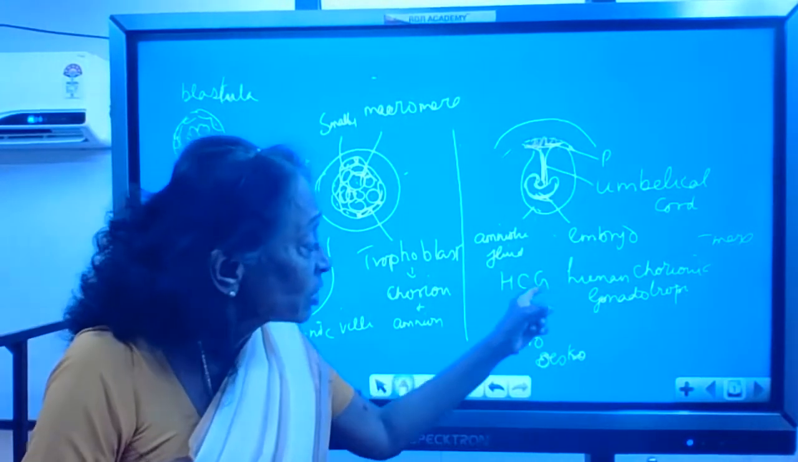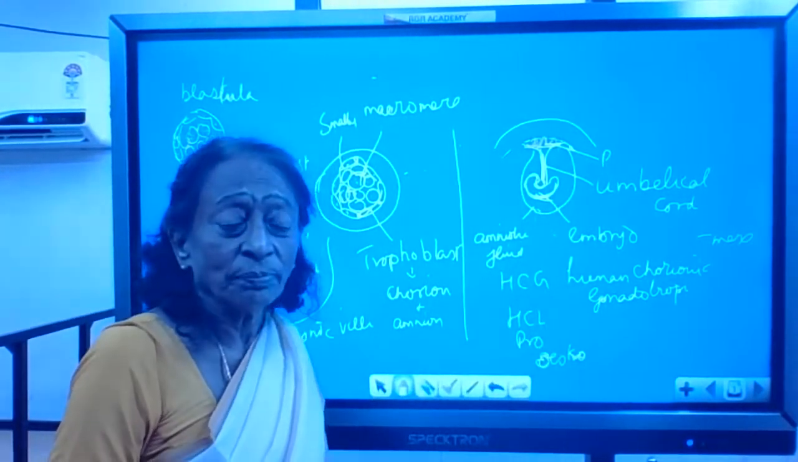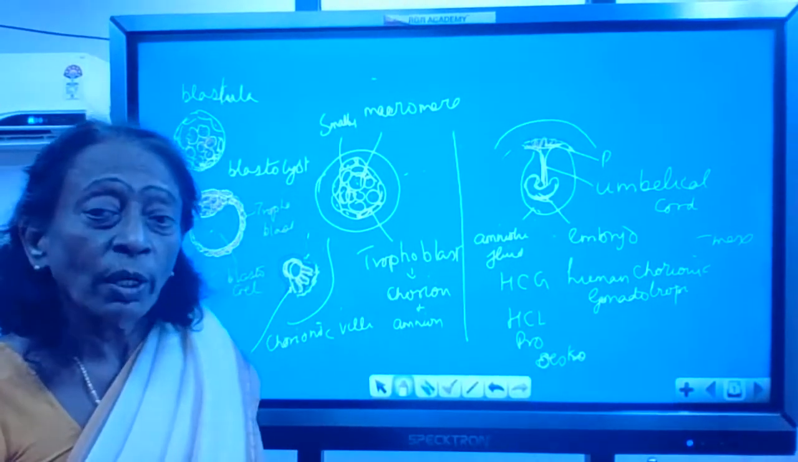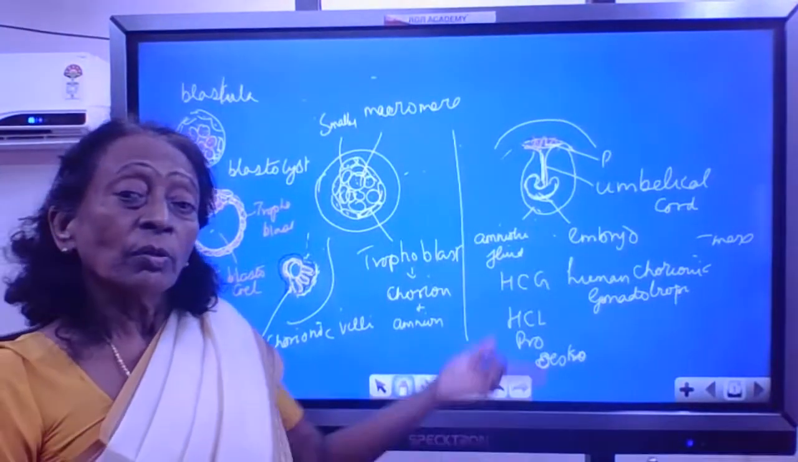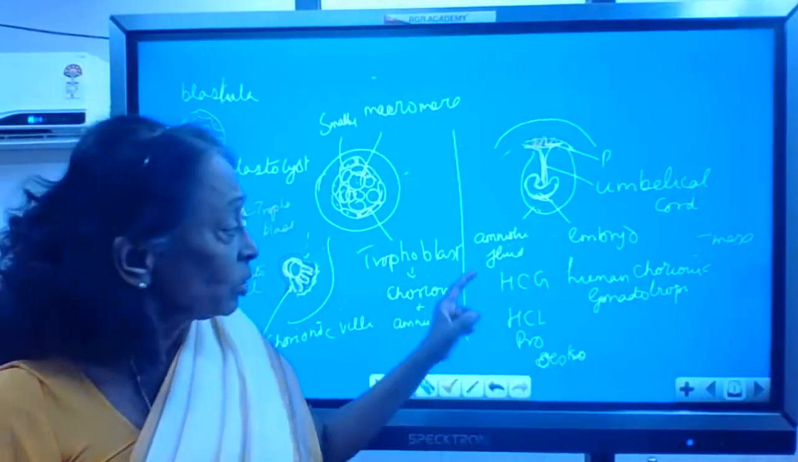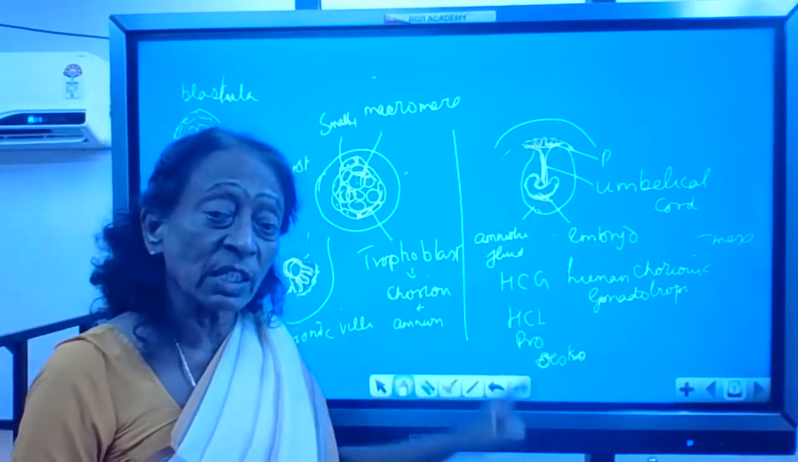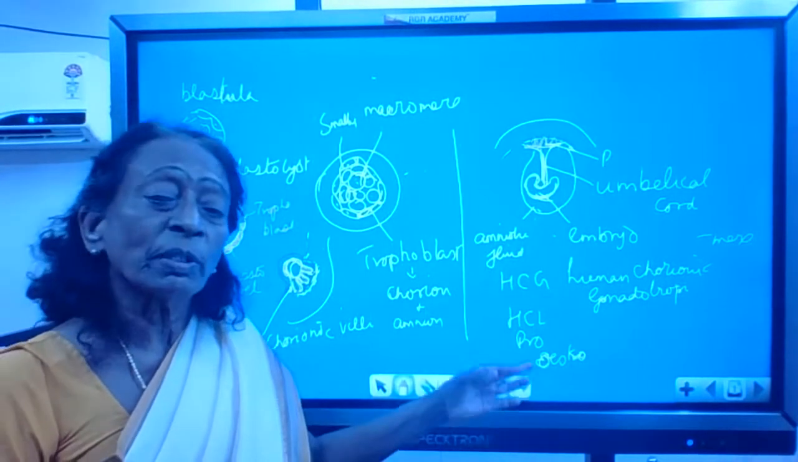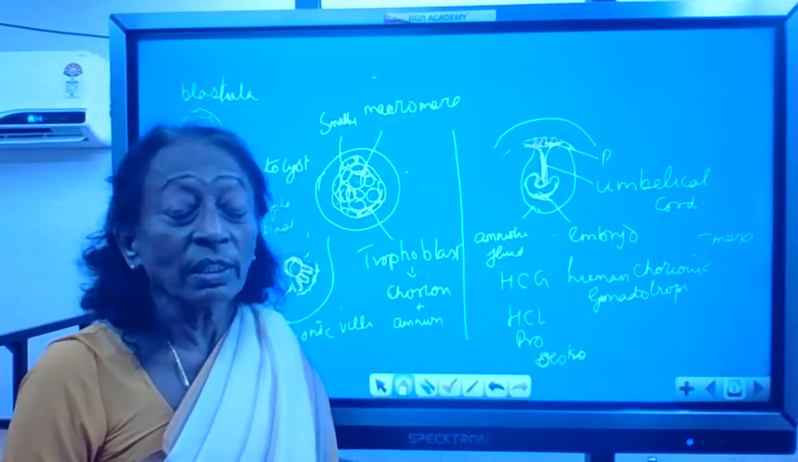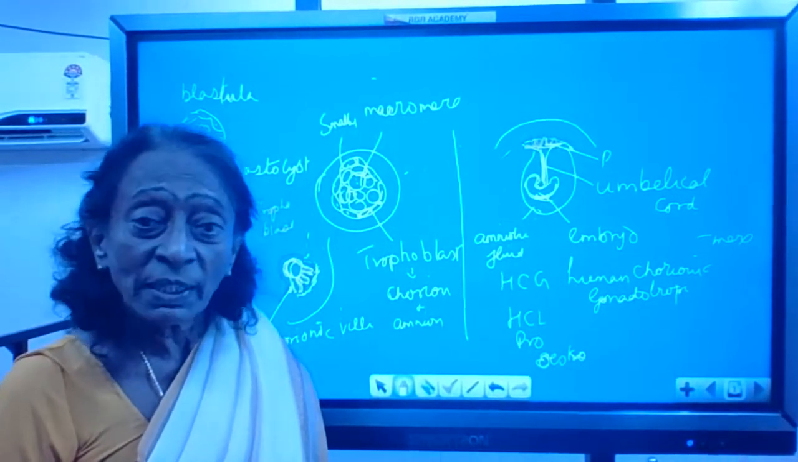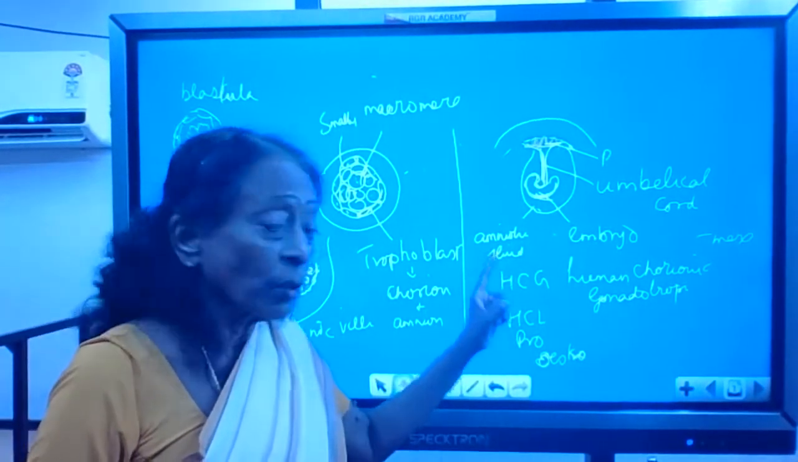Now what is the use of human chorionic gonadotropin? This HCG acts like LH, luteinizing hormone, which helps in the development of the corpus luteum. In the early stage, HCG is produced by the placenta. In the later stage of pregnancy, it is released by the ovary itself. But in the early stage, the placenta produces human chorionic gonadotropin.